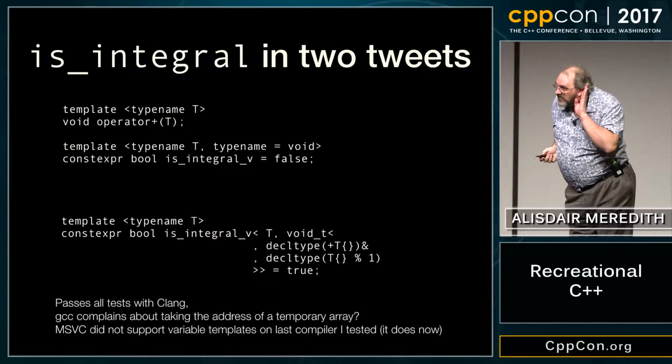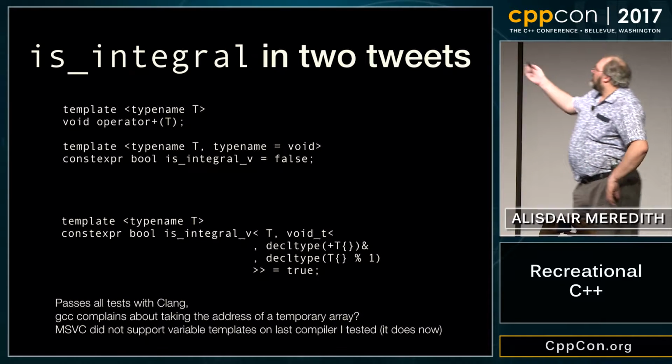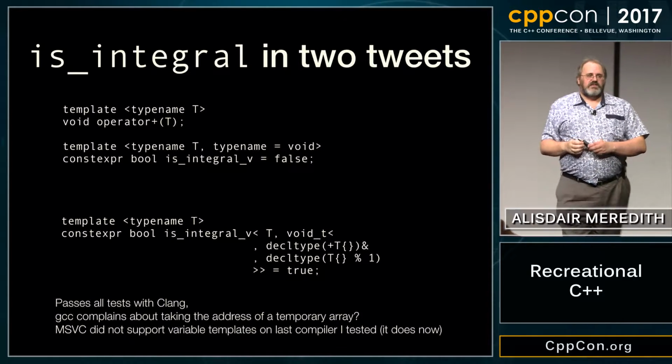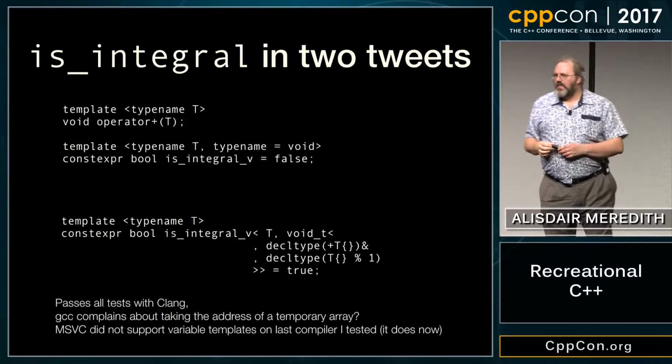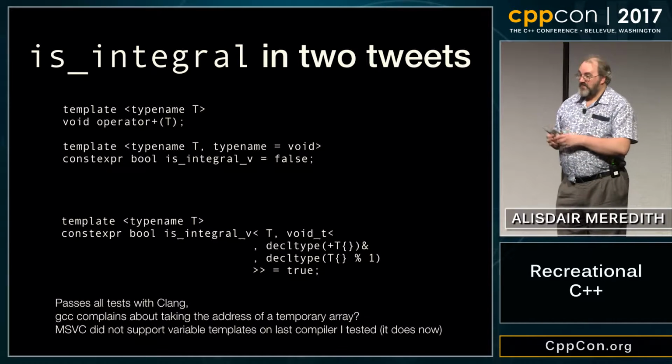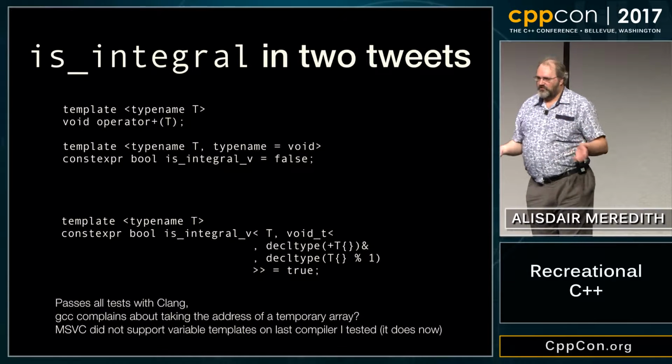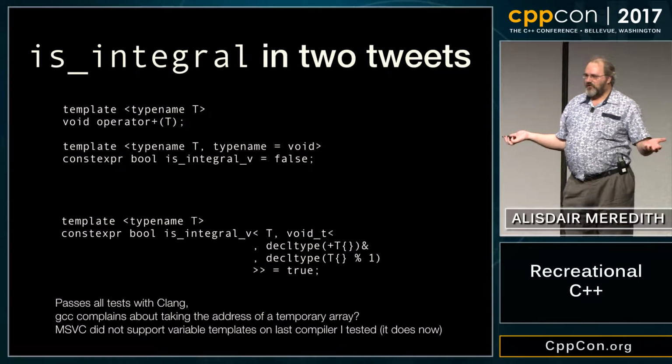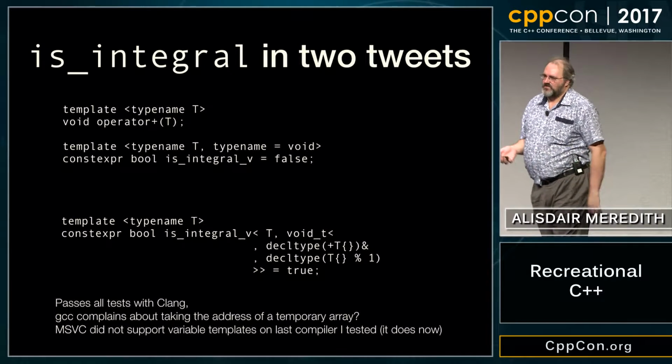Sorry, can you repeat? Does this not require T to be default constructible? The question is, does this not require T to be default constructible? And to an extent, the answer is yes. This will only ever match true for a T that is default constructible. And we know that all the types I require to be supported are default constructible.